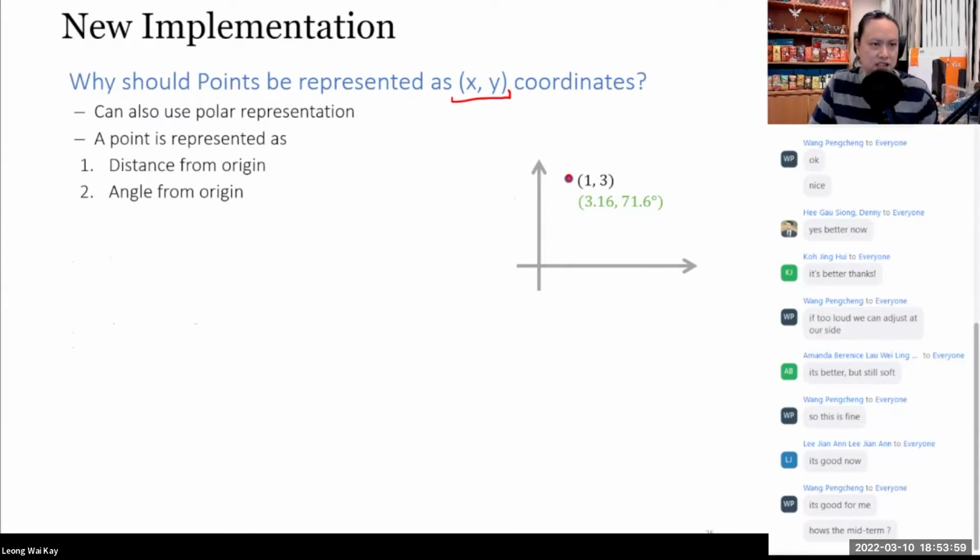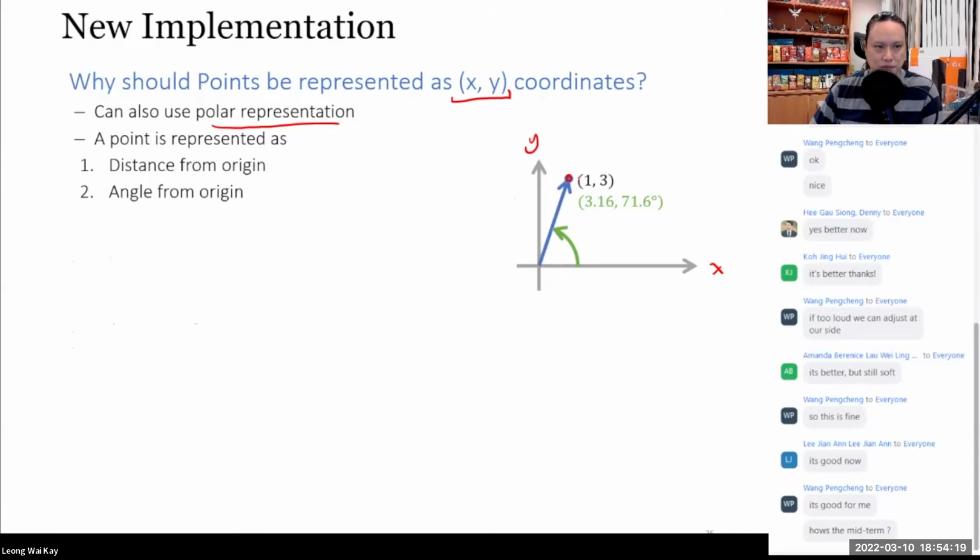XY representation is called Cartesian representation, where you have x here and y here. But actually in maths, there are other ways to represent the same point. For example, we can use polar representation.